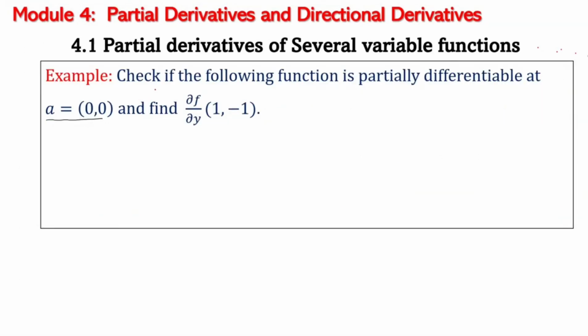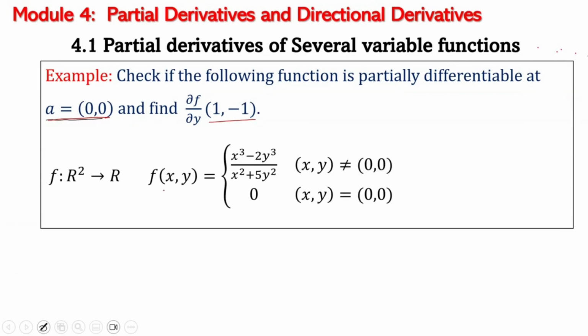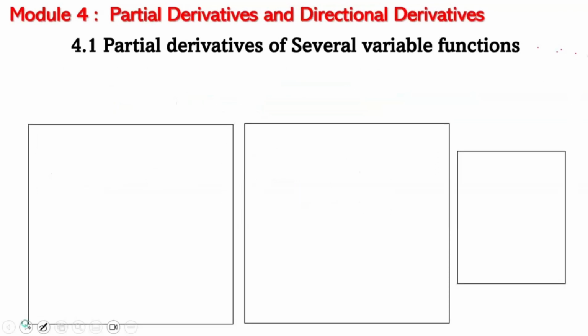In this example, we are going to check if the given function is partially differentiable at the point a equal (0, 0) with respect to x, and with respect to y at the point (1, -1). Let's see what the function is. The function is defined from R^2 to R, given by f(x,y) equal (x^3 - 2y^3) over (x^2 + 5y^2) for (x,y) not equal 0, and 0 when (x,y) equal 0. Now we'll check that the partial derivative exists at (0, 0) and (1, -1).